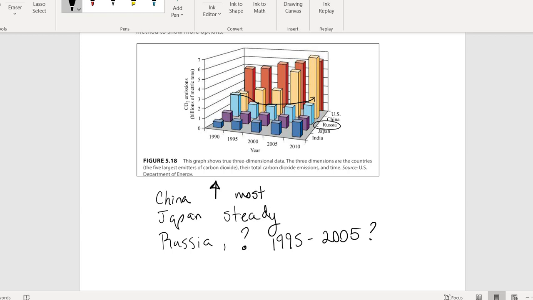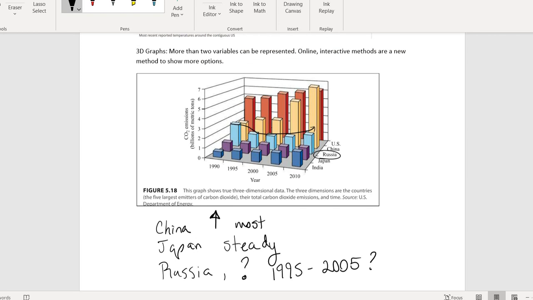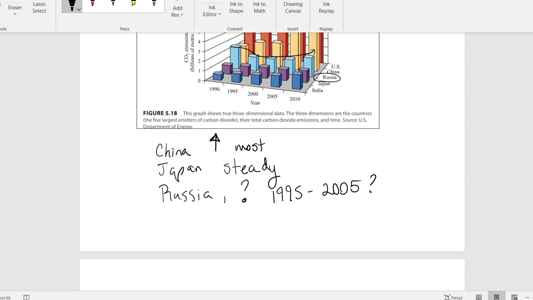We could easily look this up on Google, and maybe there's some historical information that happened in Russia's government that caused a lot of people to leave, and then CO2 emissions went down. So we get more information when we have 3D graphs because it allows us to look at more than 2 variables.